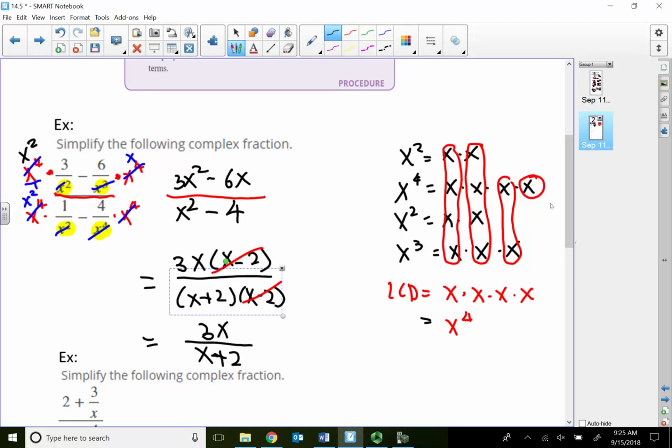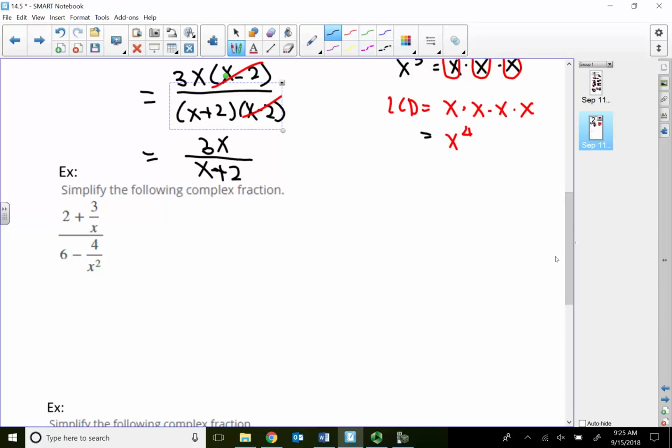So it's very similar to clearing the fractions. We deal with the numerators and the denominators first and see what's left above and below the red fraction bar. Then we factor and simplify from there. All right.